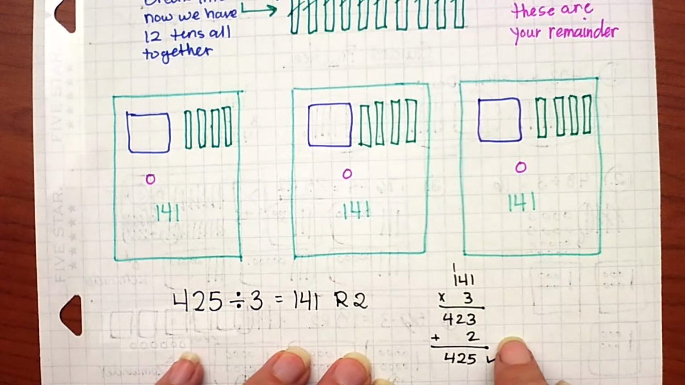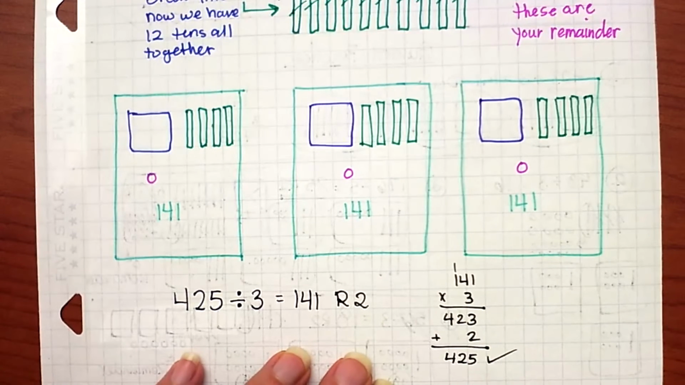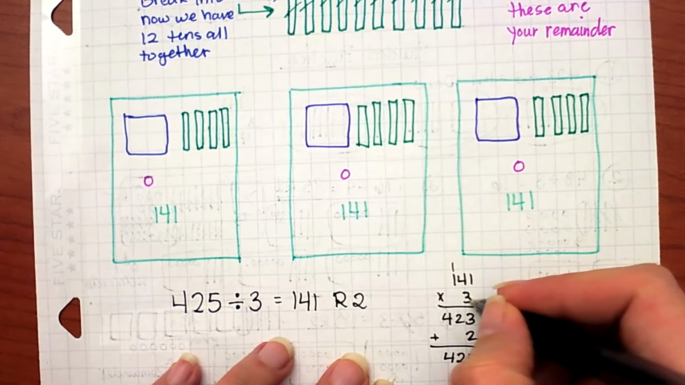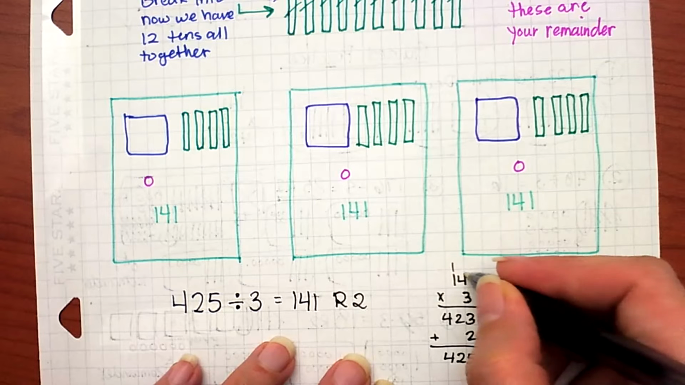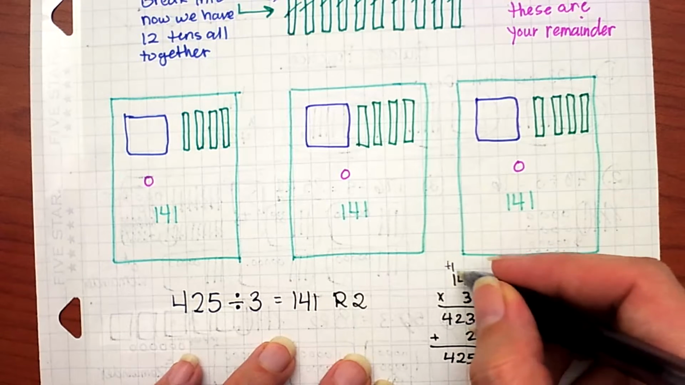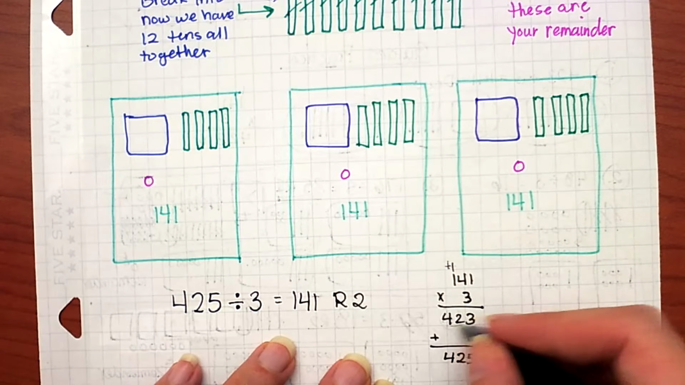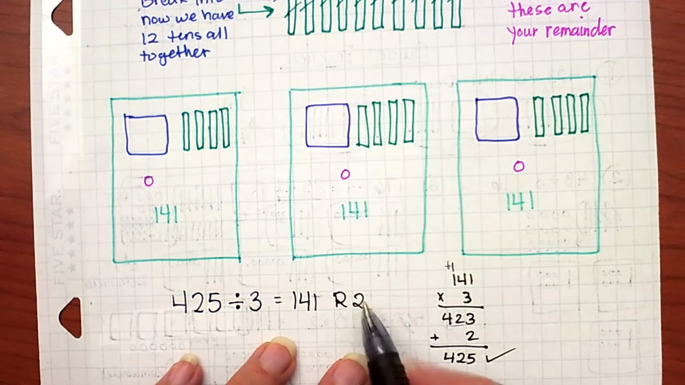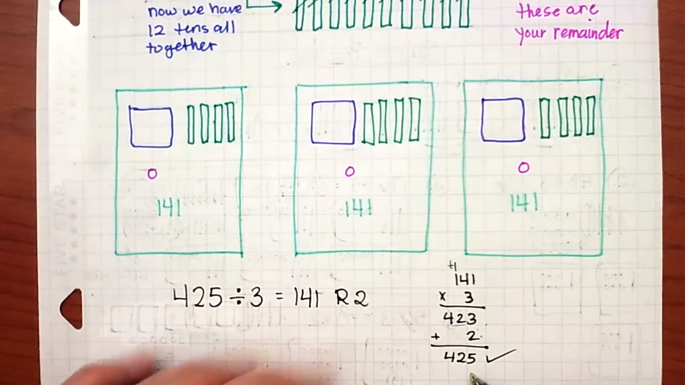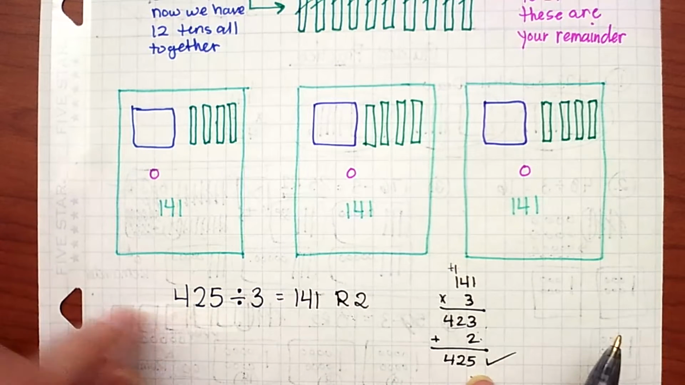Now I stacked and multiplied to check my work. I did it the traditional way with carrying. I didn't do it with partial products. You can do it with partial products if you like. 3 times 1 is 3. 3 times 4 is 12. So I put the 2 and I carried my plus 1 over here. 3 times 1 is 3 plus 1 is 4. So that gave me 423. Now remember, you have to add in your remainder to whatever your product is to find your answer. So 423 plus those two remainder gave me 425. So now I know that my answer is correct.